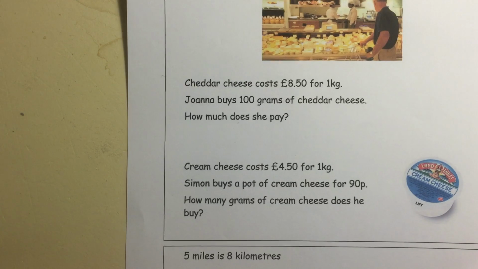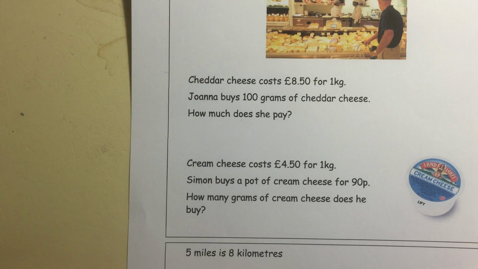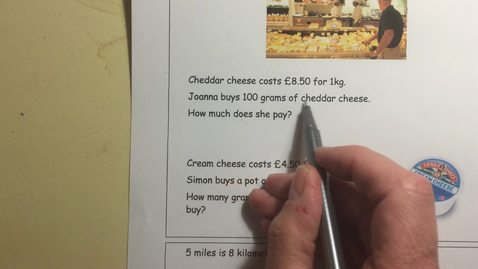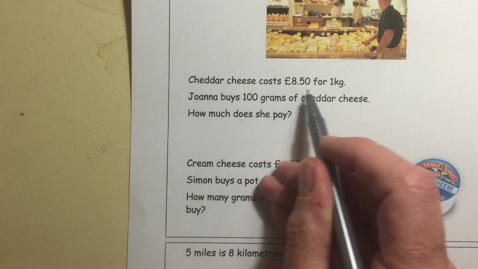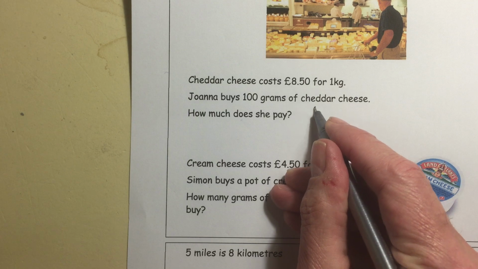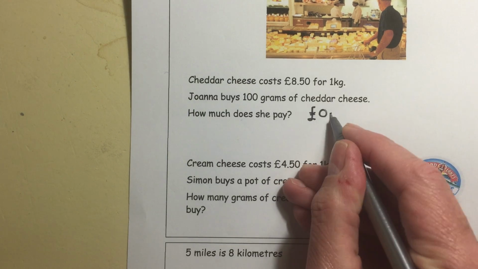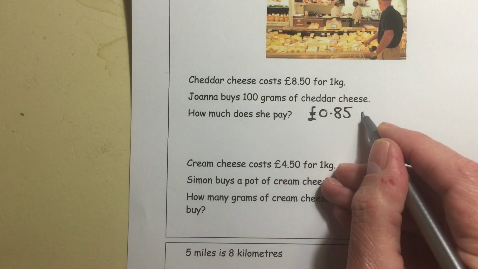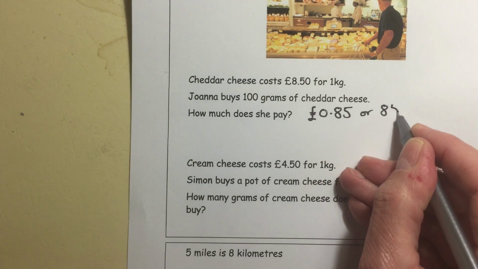Cheese costs £8.50 for a kilogram. Joanna buys 100 grams of cheddar cheese, so she buys 1/10 of a kilogram. So 1/10 of £8.50 is 0.85 or 85p.